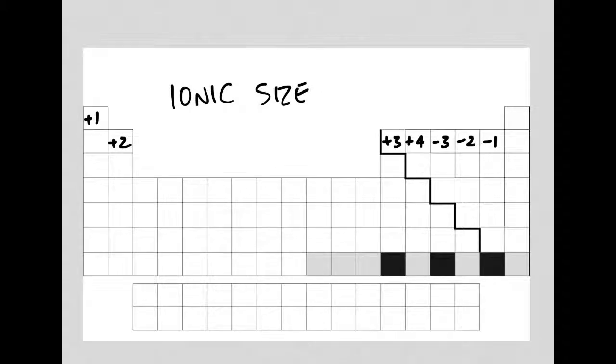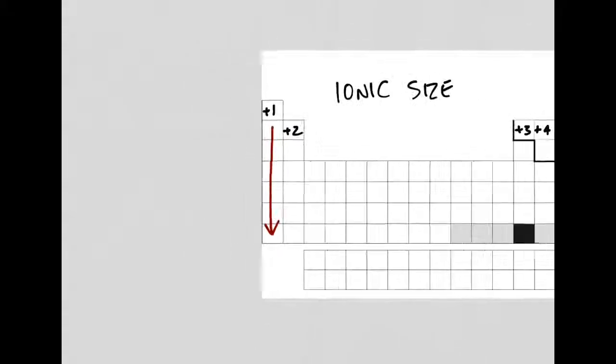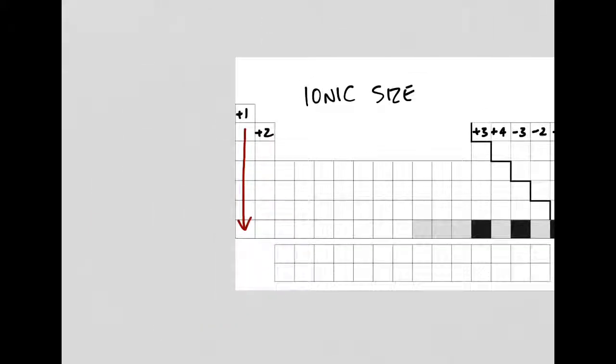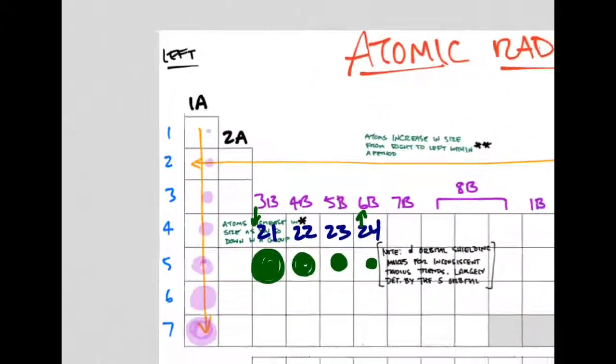But this is going to be an important thing to understand, because if we look at the size of the most common ion associated with these particular atoms, now I'm going to draw a down arrow indicating that the ionic size, the size of the ion, increases as you move down in a group. Okay? And that's the exact same thing that we saw with these guys, right? It increased in size as you move down for atomic radius.